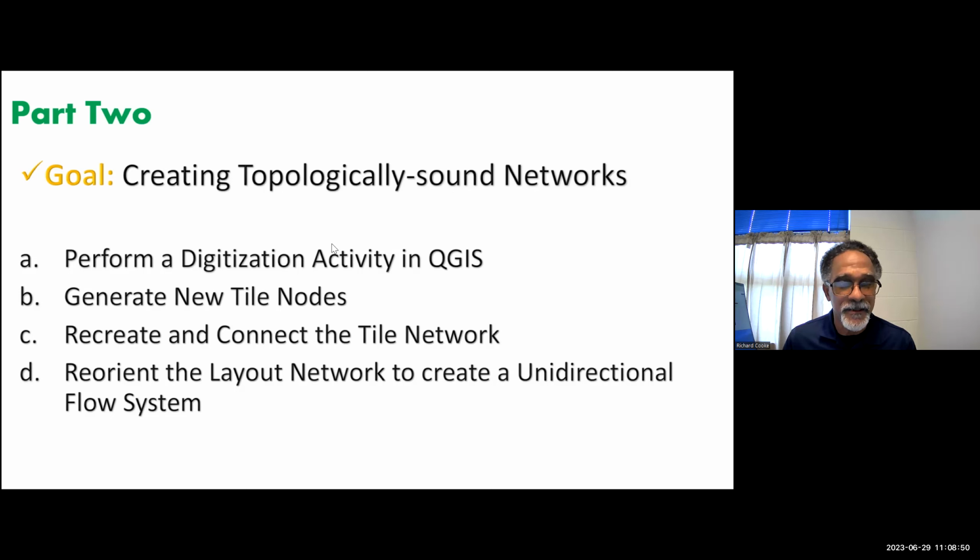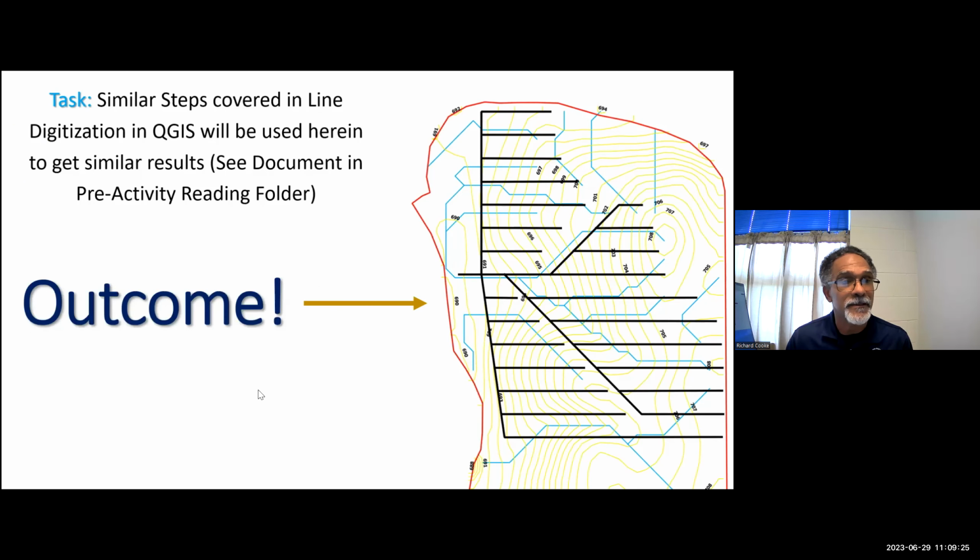These tools reorient and remove all of these discontinuities, the dangles or the overshoots, and they also reorient the numbering of the nodes to make sure everything is from upstream to downstream. It generates new tile nodes, recreates and connects the tile network, and reorients the layout network to create a unidirectional flow system. Okay. And the final result will be a network which is topologically sound, and which can be passed to the third section for burying and sizing.